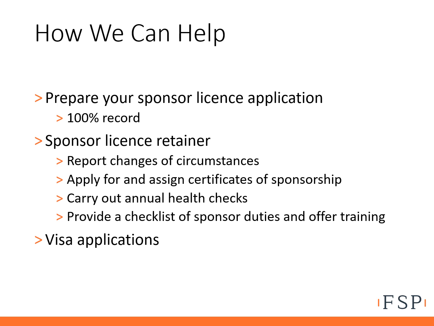We can also be named as key contact and representative on your license, meaning that once the license is in place, we can be added as a level 1 user and help with the management and administration of the license under our retainer service. This includes reporting changes of circumstances and applying for and assigning certificates of sponsorship for your migrant workers. We also carry out an annual health check on the license to ensure that all information is up to date, and provide a checklist of your sponsorship duties so that you're clear as to what information needs to be passed on to us for reporting on SMS, and clear on your record-keeping obligations.